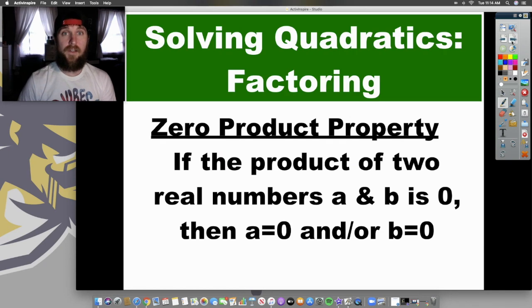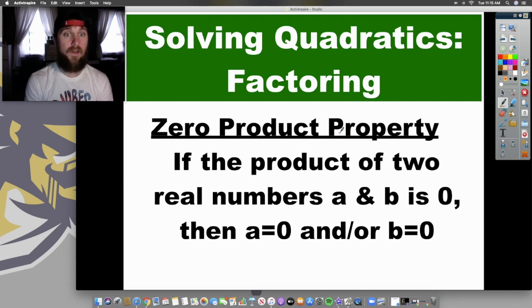The key to using factoring as a solving technique for quadratics is the zero product property. If you are multiplying two values and they come out to be 0, one or both of the values have to be 0 for that to happen. It's the only way to multiply and get 0. So we're going to use that to our advantage when we factor these things.